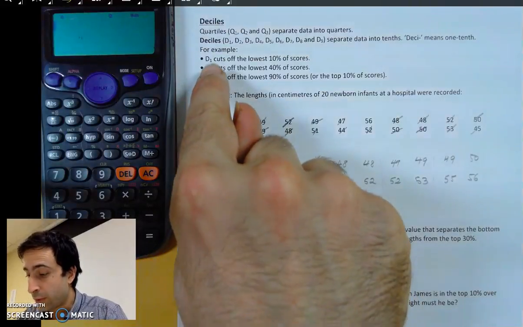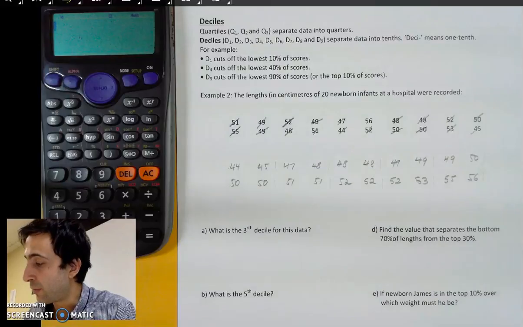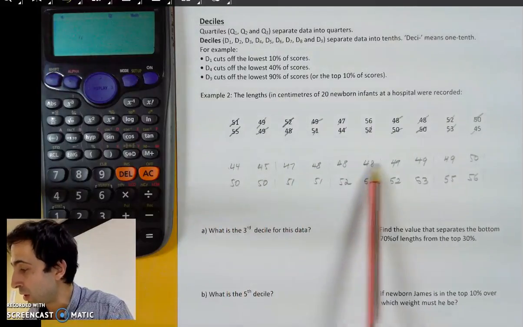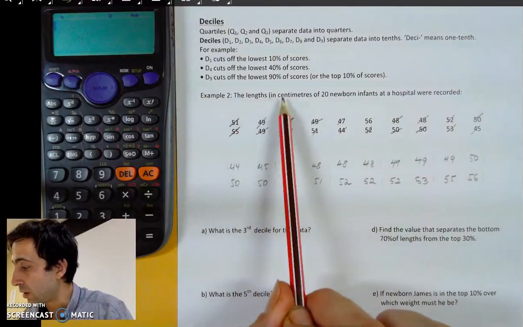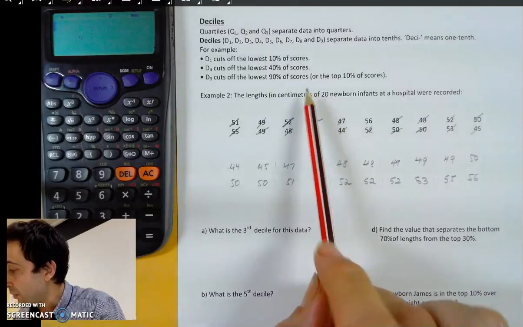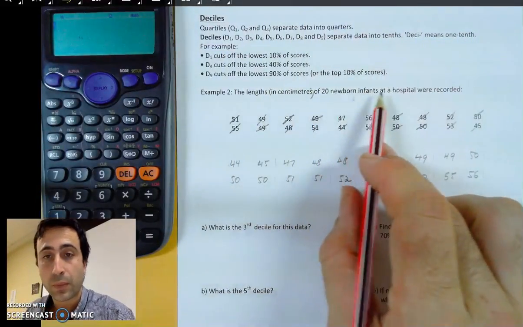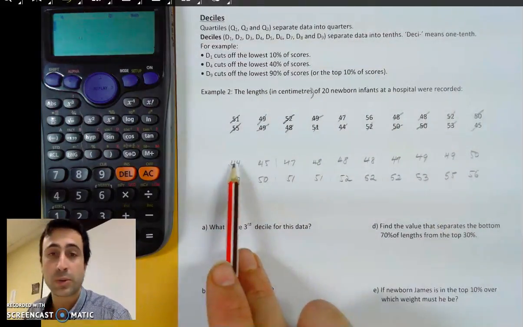when we divide data into deciles, we have to do the same thing as what we do with quartiles. We have to organize the data in order from smallest to highest. So this is length in centimeters of 20 newborn infants at a hospital. And so we've put them in order from the shortest, 44 centimeters, right through to the longest, which is 56 centimeters.